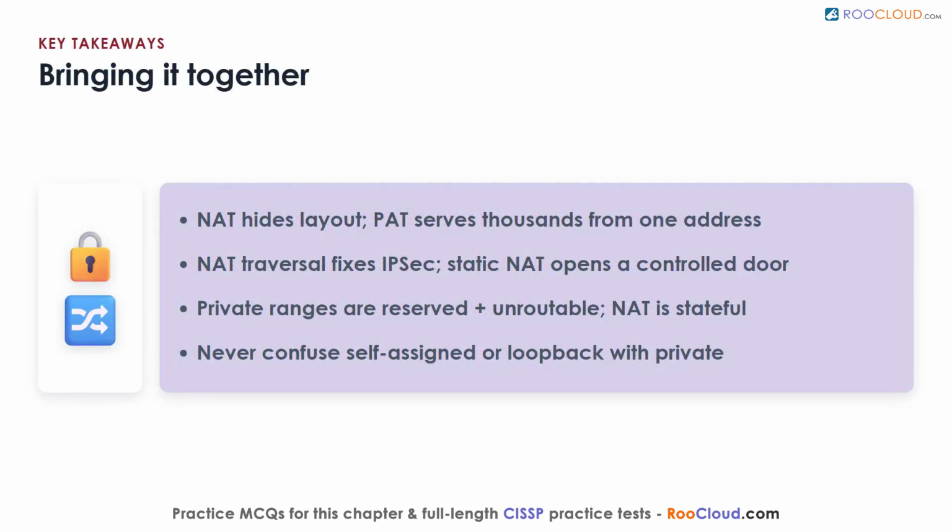So let's bring it together. Network address translation hides your internal layout and lets private addresses reach the internet, while its port-based form lets one public address serve thousands of sessions. NAT traversal reconciles it with IPsec VPNs. Static mapping opens a controlled inbound door. And the technique extends to the newer IP version too. The private ranges are reserved and unroutable. Translation is stateful because it tracks sessions, and you must never confuse self-assigned or loopback addresses with them. Read an address correctly, and you can diagnose a network at a glance.